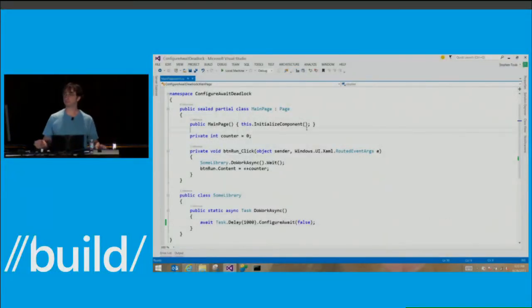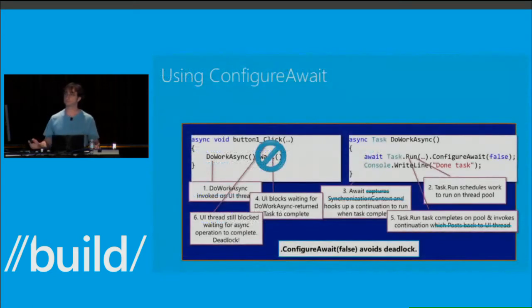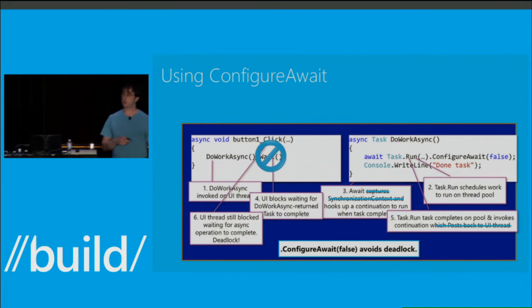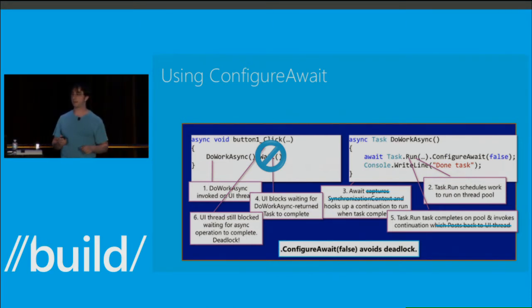Yeah? So when you're using configure await in the .NET framework, when you're using tasks in the .NET framework, are you doing it with the intention of freeing up the UI, or are you doing more traditional parallelism that has nothing to do with the framework? So the question was, when we're using tasks in the .NET framework, are we doing it to avoid blocking the UI thread, or are we doing it for more traditional parallelism concurrency reasons?